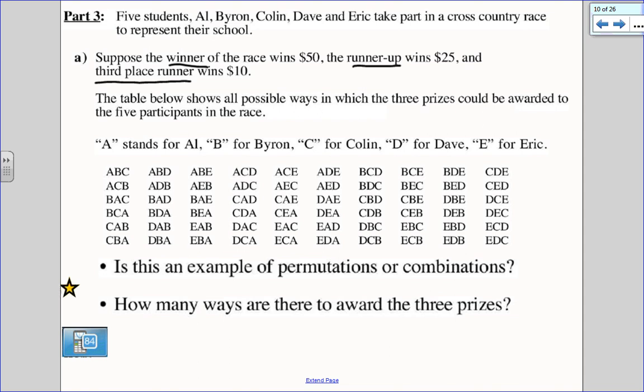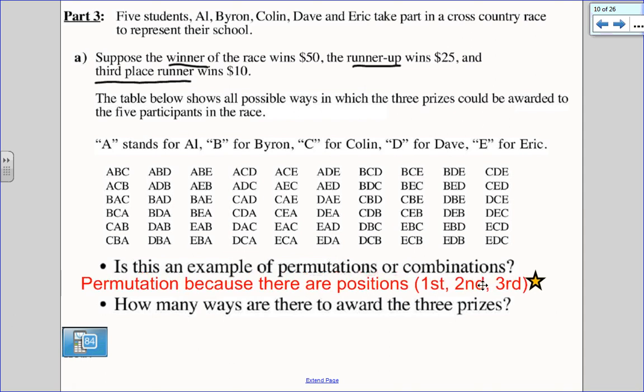So because I have ordering there, first place is different than second place is different than third place. So this is definitely a permutation because there are positions. So anytime you hear kind of like a ranking system, first, second, third, president, vice president, that is a permutation. Okay, so I want to know how many ways are there to award 3 prizes.